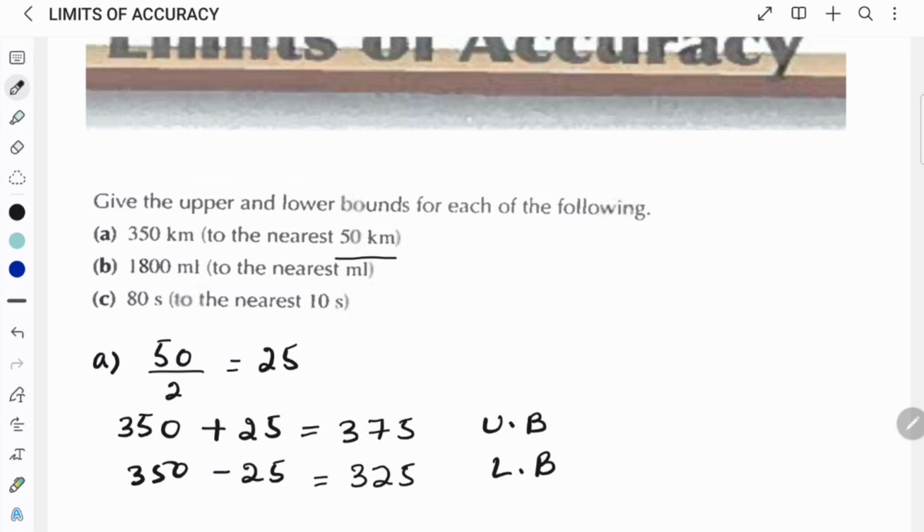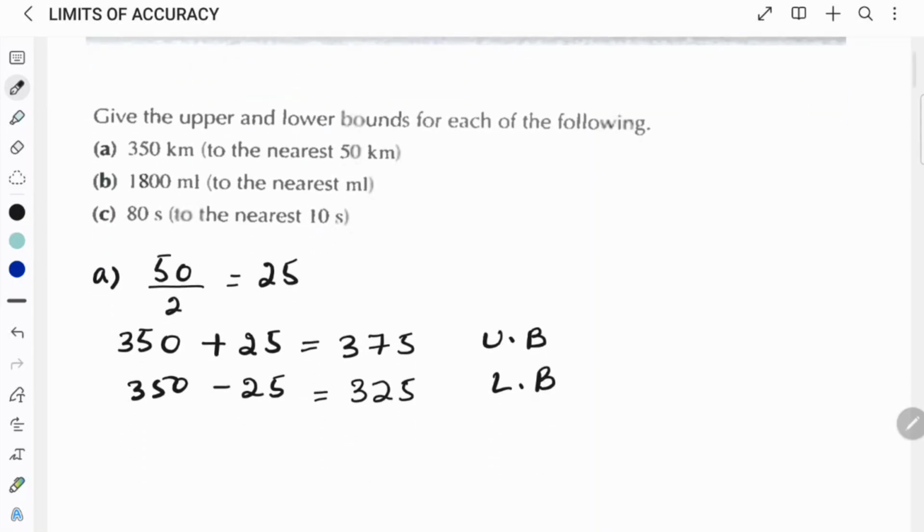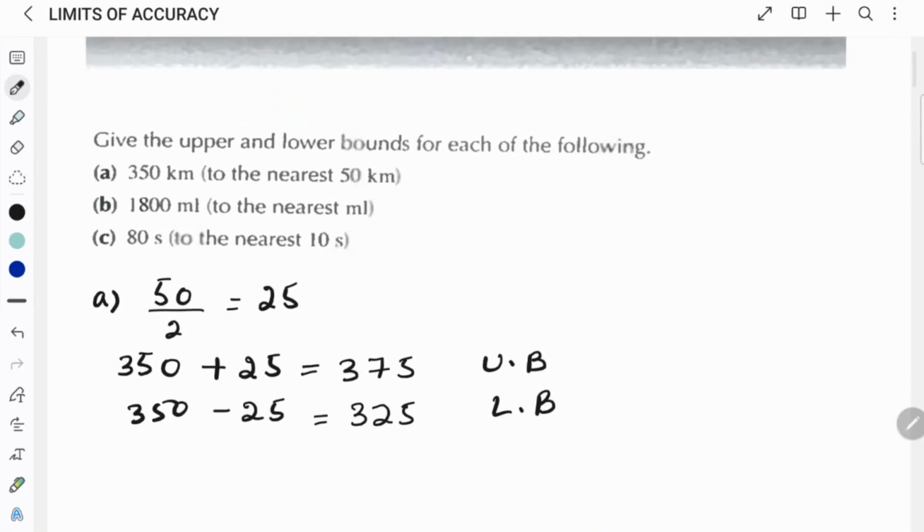Any number below 375 and above 325 will round off to 350 to the nearest 50 kilometers. But right now focus on the questions in which you find the upper and lower bound.